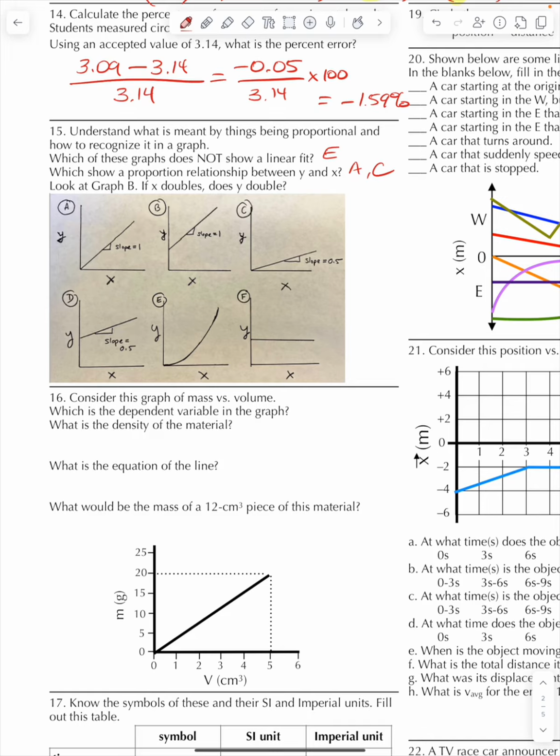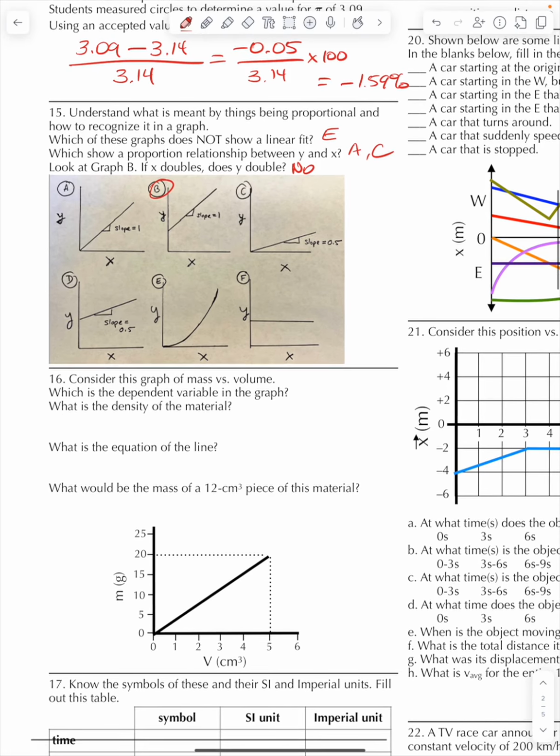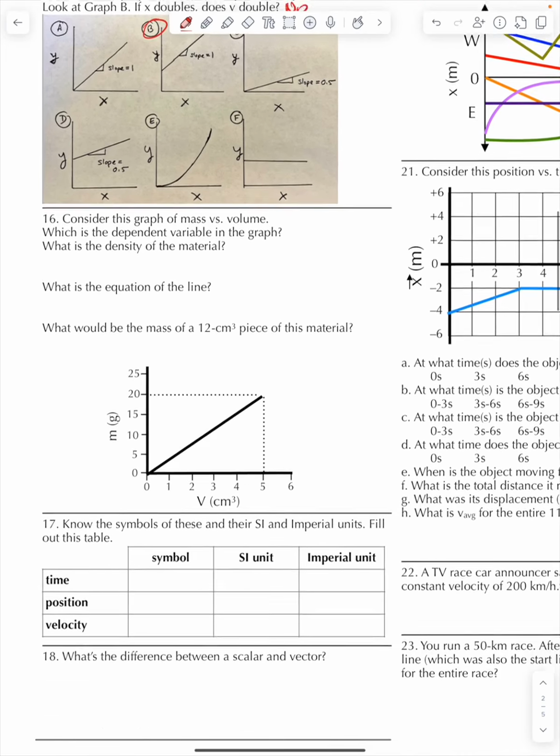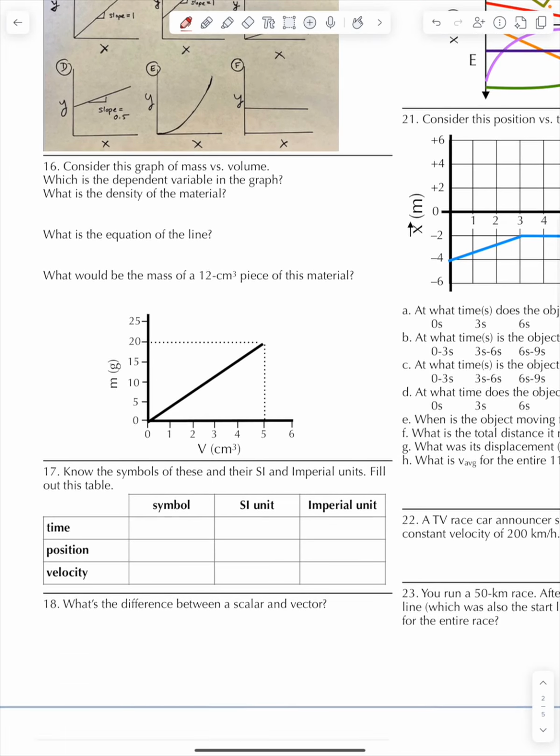So it says, look at graph B. If X doubles, does Y double? Well, is that a proportional relationship? No. So the answer is no. Okay. But for A and C, if X doubled, Y would double. Okay, so let's try this one.